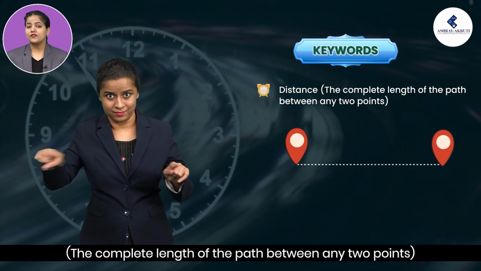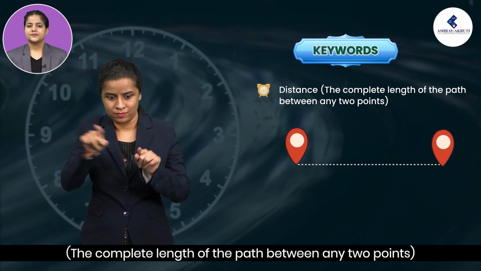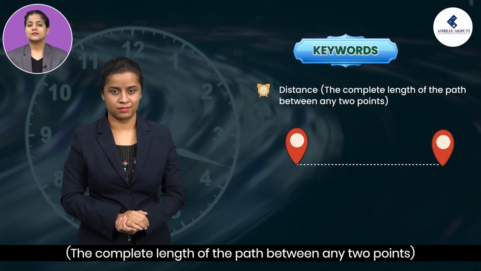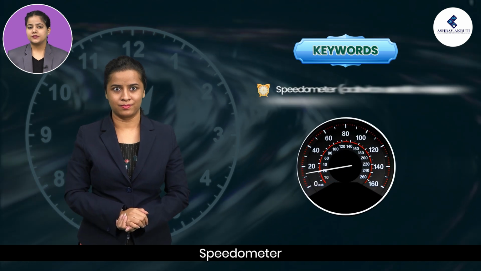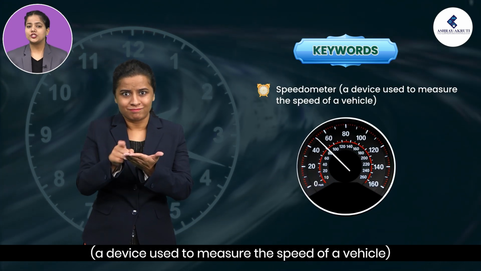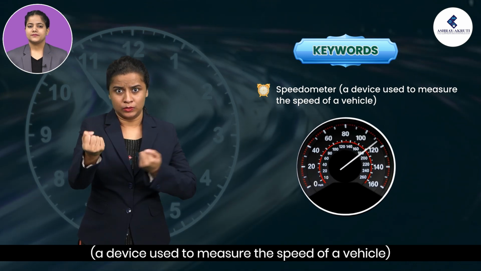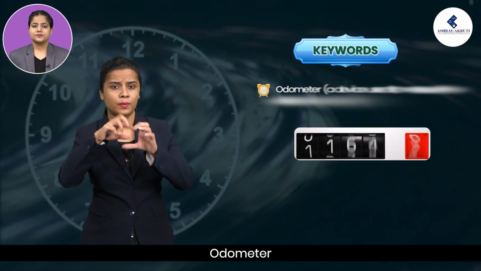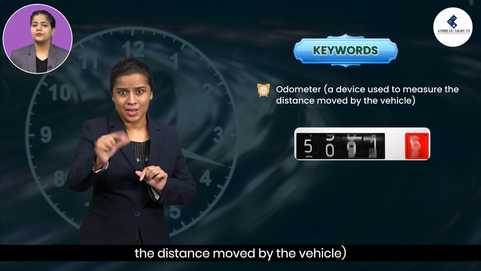Keywords: slow, fast, distance, the complete length of the path between any 2 points, time taken, pendulum, speedometer, a device used to measure the speed of a vehicle, odometer, a device used to measure the distance moved by the vehicle.